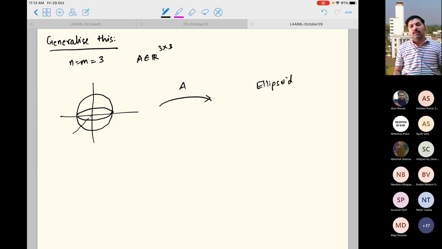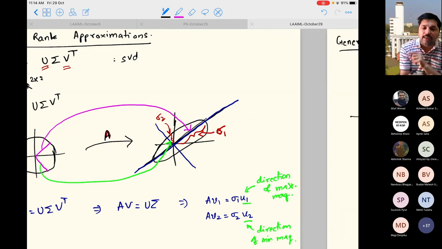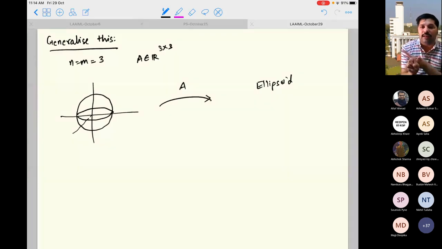And when you draw this particular ellipsoid, what is going to happen? So this ellipsoid will have three principal directions, right? Here this ellipse had two principal directions. We call them major axis and minor axis. So similarly, like a major axis and minor axis, which are orthogonal to each other, this ellipsoid is going to have three principal directions, so to speak. Those three principal directions are actually u1, u2, u3. So u1 is the direction where maximum magnification is going to happen.